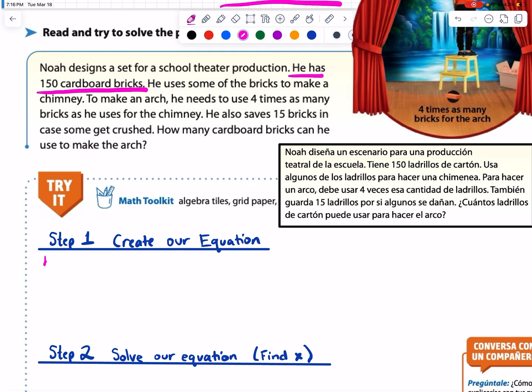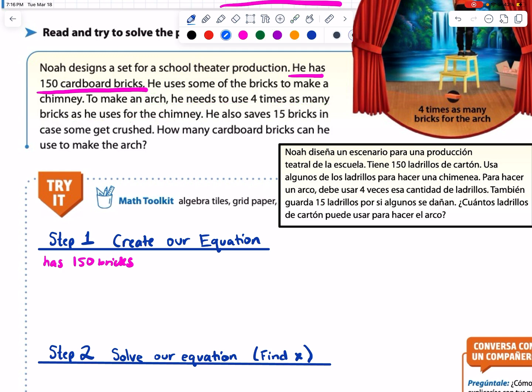I'll actually write that down. Has 150 bricks. He uses some of the bricks to make a chimney. I'm guessing that's going to be important. Let's keep reading. To make an arch, he needs to use 4 times as many bricks as he uses for the chimney.